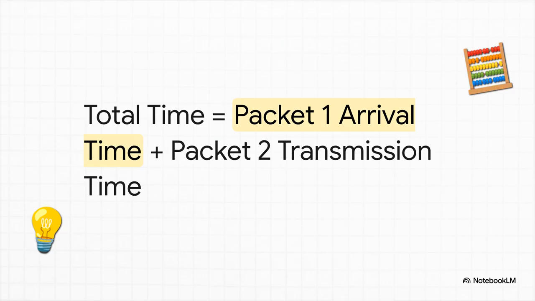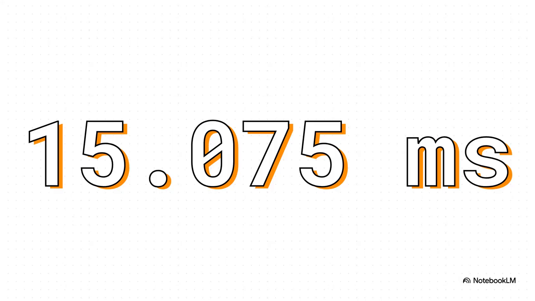The total time for all the data to arrive is just the total time it took for that very first packet to make its complete journey, plus one extra transmission delay for the second packet to get pushed out from the switch right behind it. So we take our 10.075 milliseconds for packet number 1, we add that 5 millisecond transmission delay for packet number 2, and we get our final answer, 15.075 milliseconds. That is the exact moment that the very last bit of the very last packet arrives at the destination.